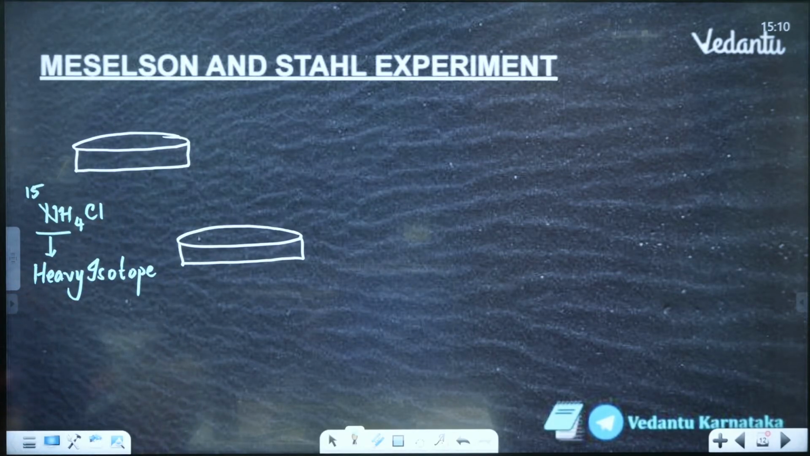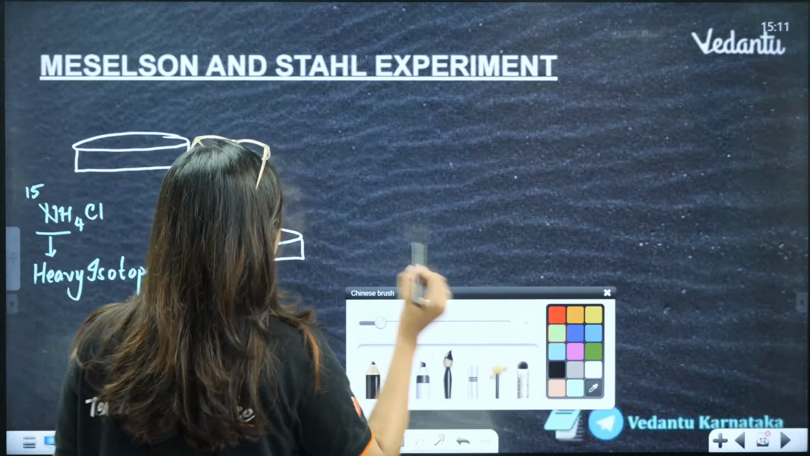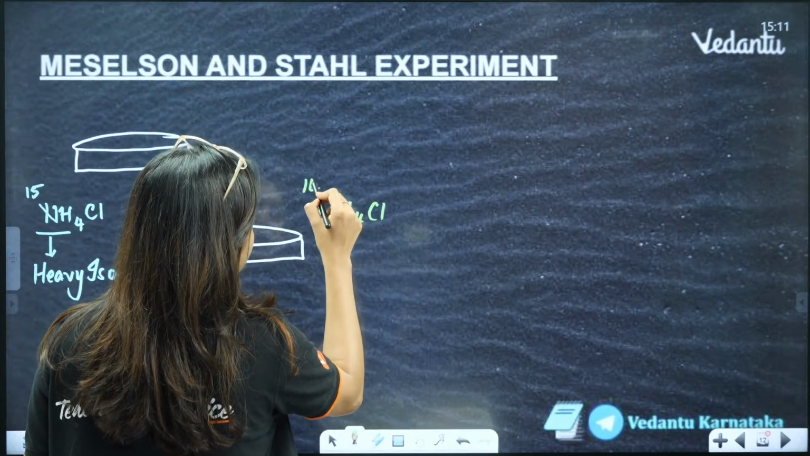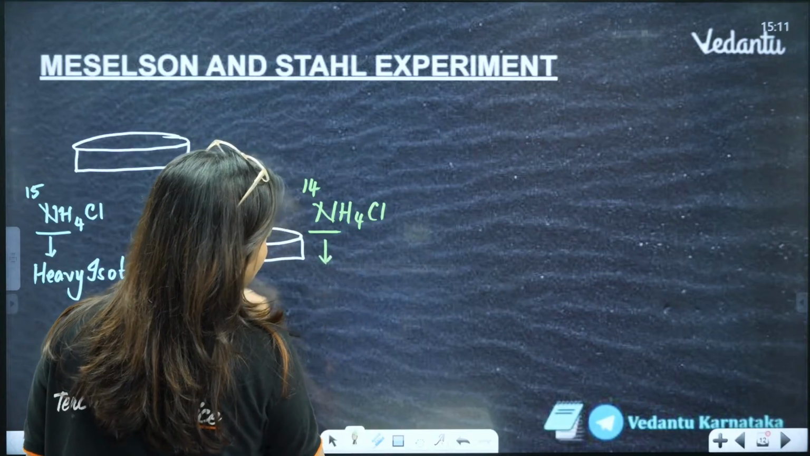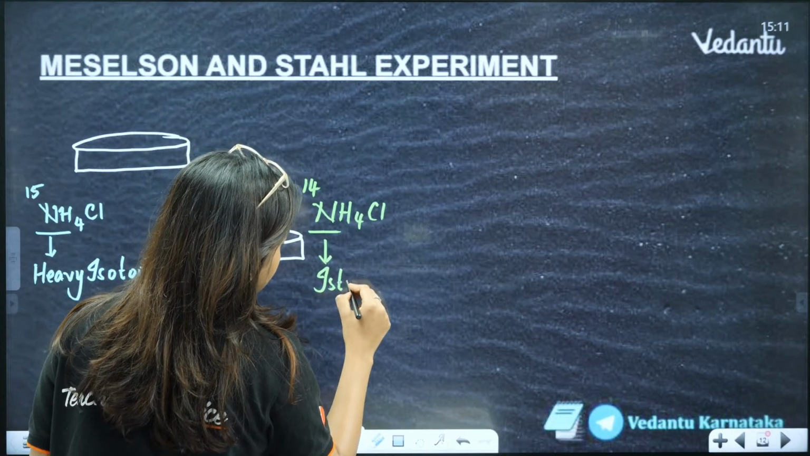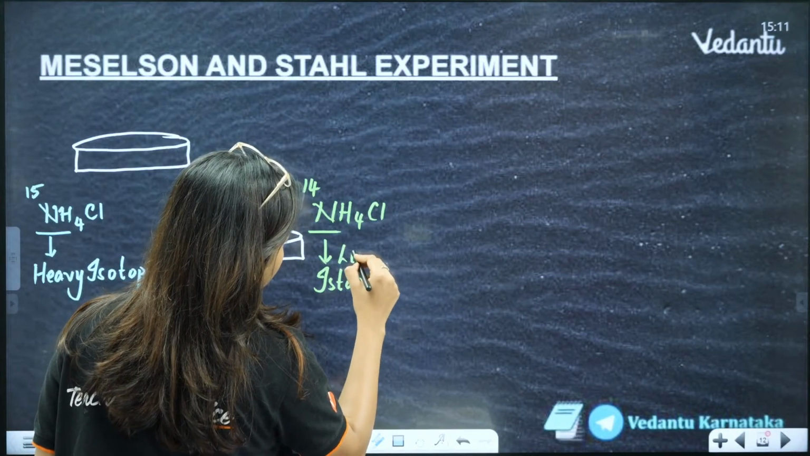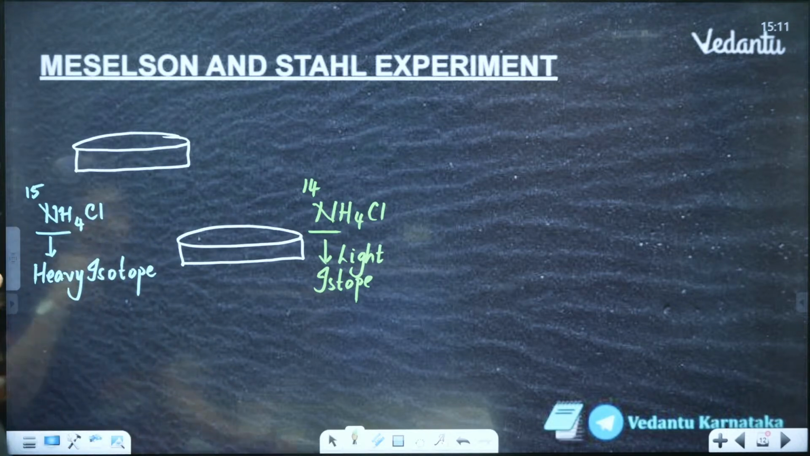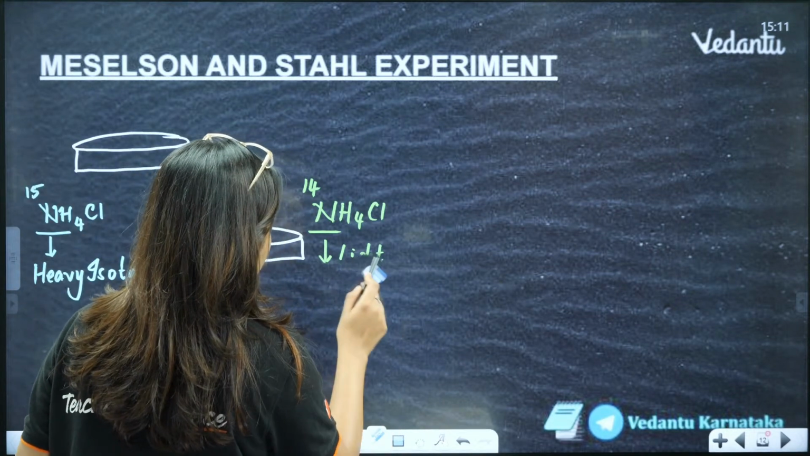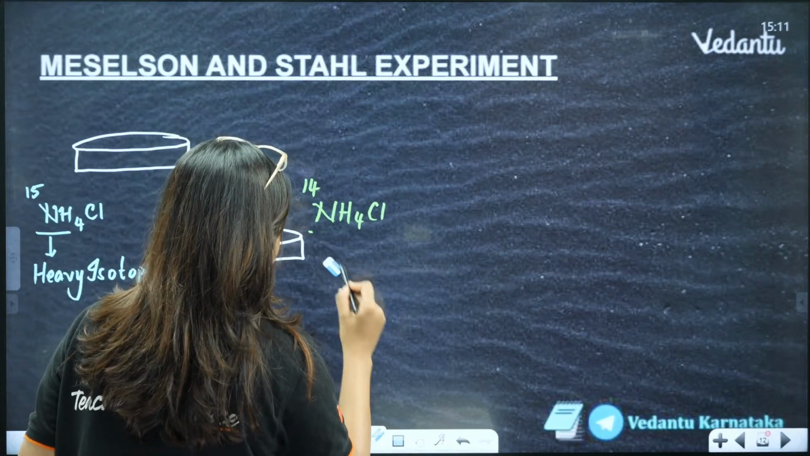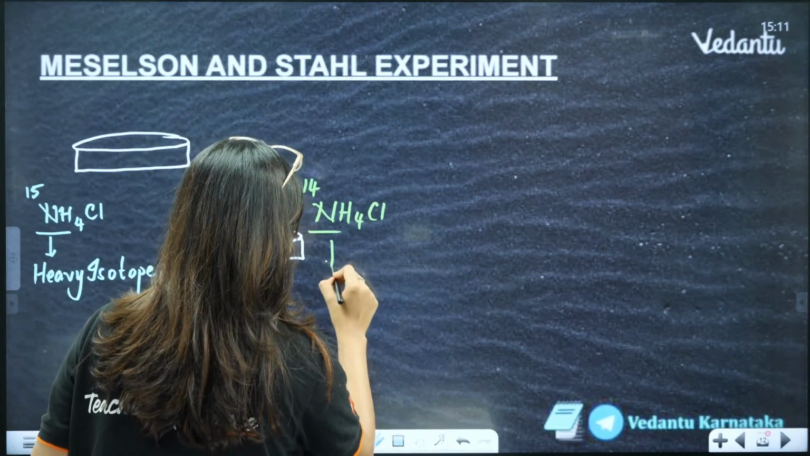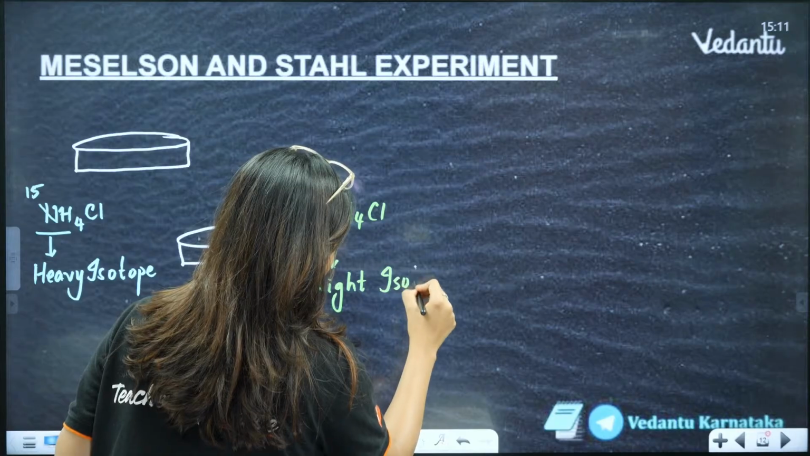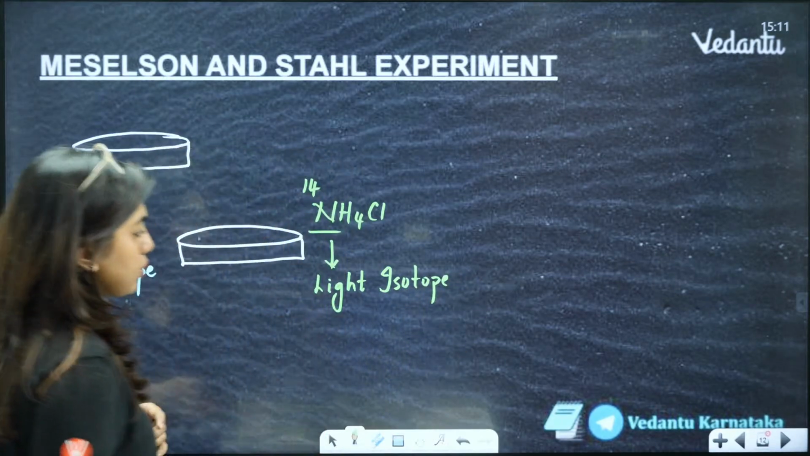Correct? Yes, ma'am. The second solution I'm going to take is NH4Cl, but with 14. I'm going to take N14. That is obviously not the heavier isotope. This is the light isotope. Light isotope, but they're not radioactively labeled. Remember that. Okay? They're not radioactively labeled. Light isotope. Okay, light isotope. Got it?